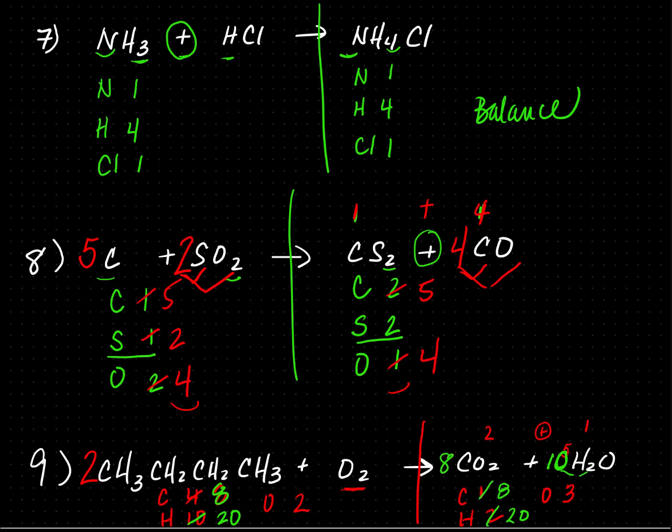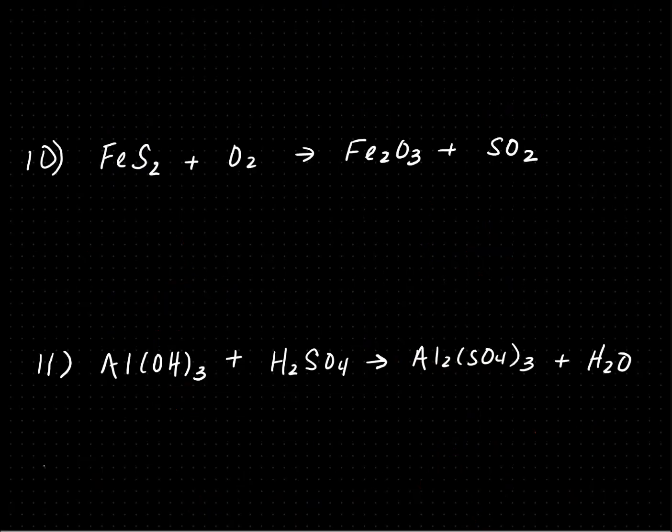Now I need to recount the oxygen on the right side because my coefficients change. So 8 times 2 here is going to be 16 separated by a plus. 10 times 1 is 10. So that tells you I'm going to have a total of 26 oxygen. So I need 26 on the opposite side. So that means my coefficient has to be 13. And 13 times 2 is 26. So my coefficient for number 9 is 2, 13, 8, and 10. Pause the video, try the next 2, and then check your answer.